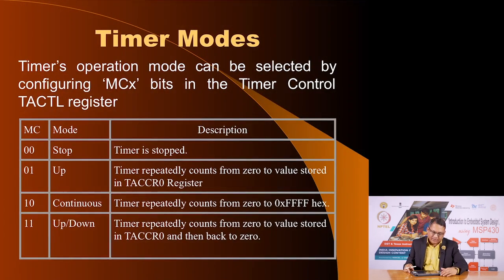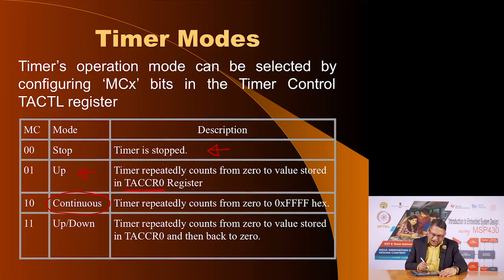These are the modes of the timer. The basic timer, that is the TAR, works in 4 modes. You can stop the timer, which means once you stop it, it will hold the value, or you can use it in the up mode, which means it will count from 0 and it will keep on counting till a highest value, but the highest value is the value in the capture compare register CCR0. The second mode of operation is the continuous mode, in which it is going to go from 0, count up to the maximum count, which is FFFF, and again reset to 0 and keep on counting.